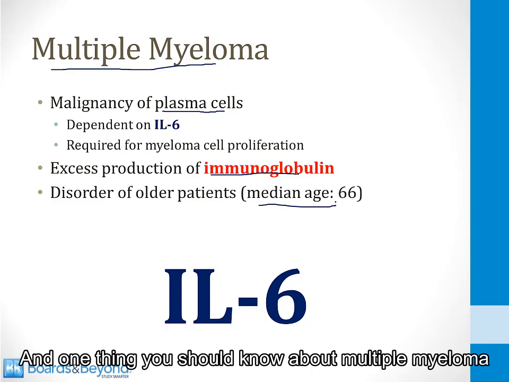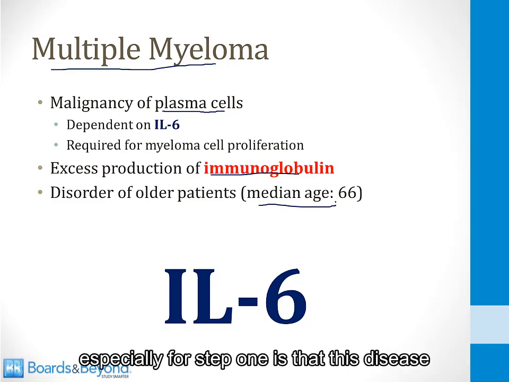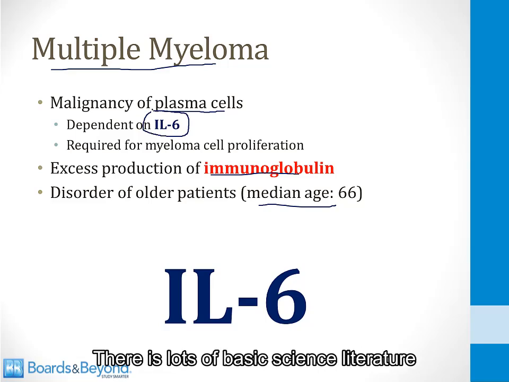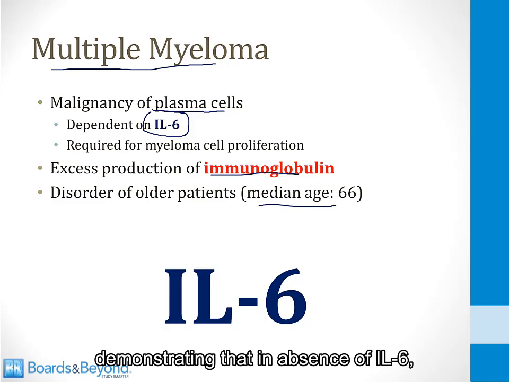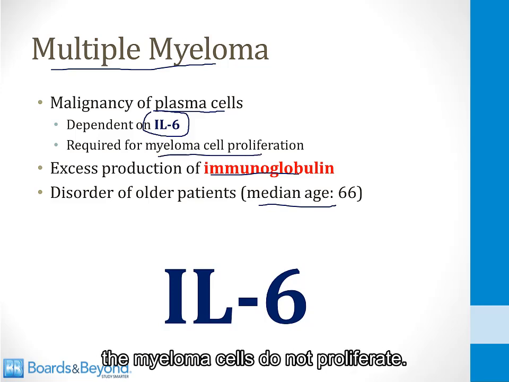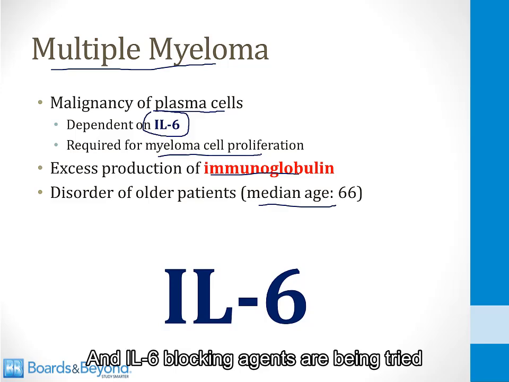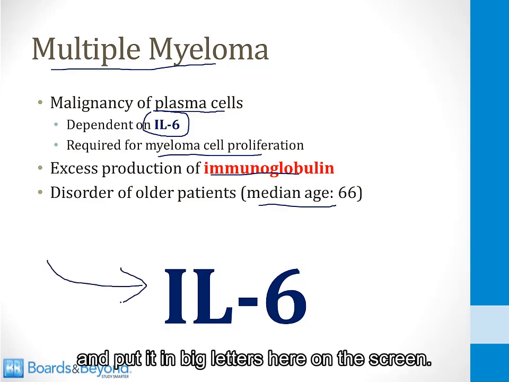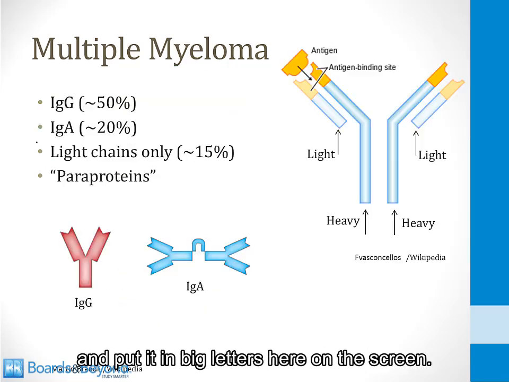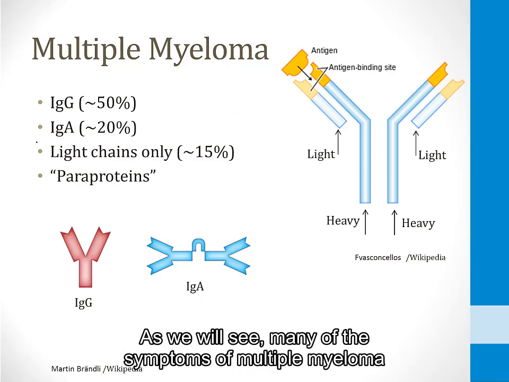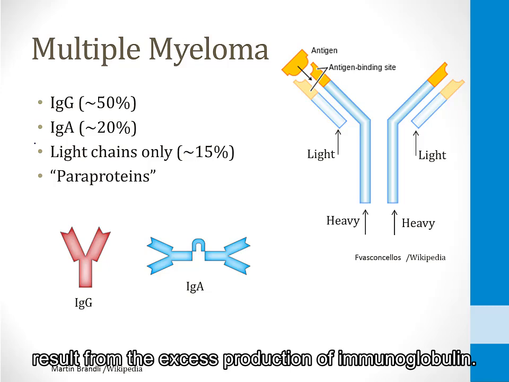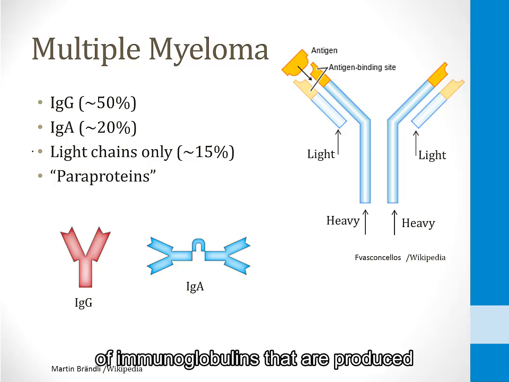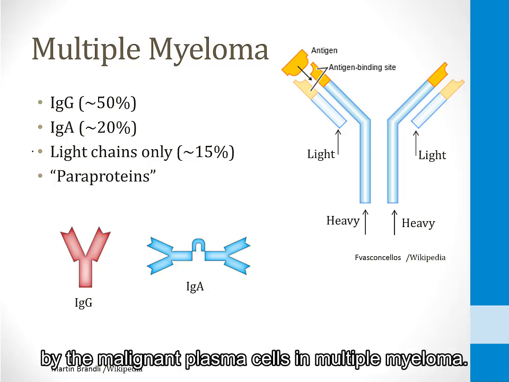And one thing you should know about multiple myeloma, especially for step 1, is that this disease is highly dependent on IL-6. There is lots of basic science literature demonstrating that in absence of IL-6, the myeloma cells do not proliferate, and IL-6 blocking agents are being tried as therapy for this disorder. So make sure you're aware of IL-6, and that's why I've bolded it and put it in big letters here on the screen. As we will see, many of the symptoms of multiple myeloma result from the excess production of immunoglobulins. So let's talk about the types of immunoglobulins that are produced by the malignant plasma cells in multiple myeloma.